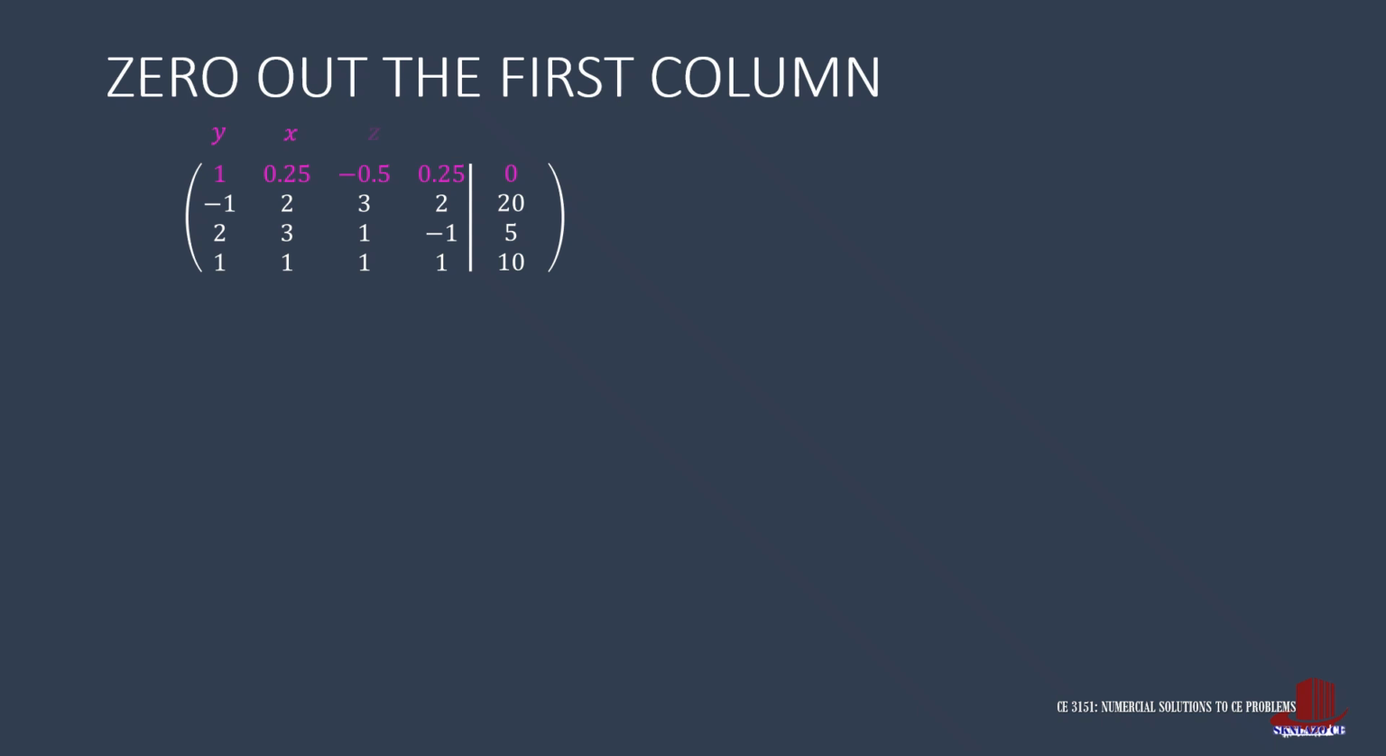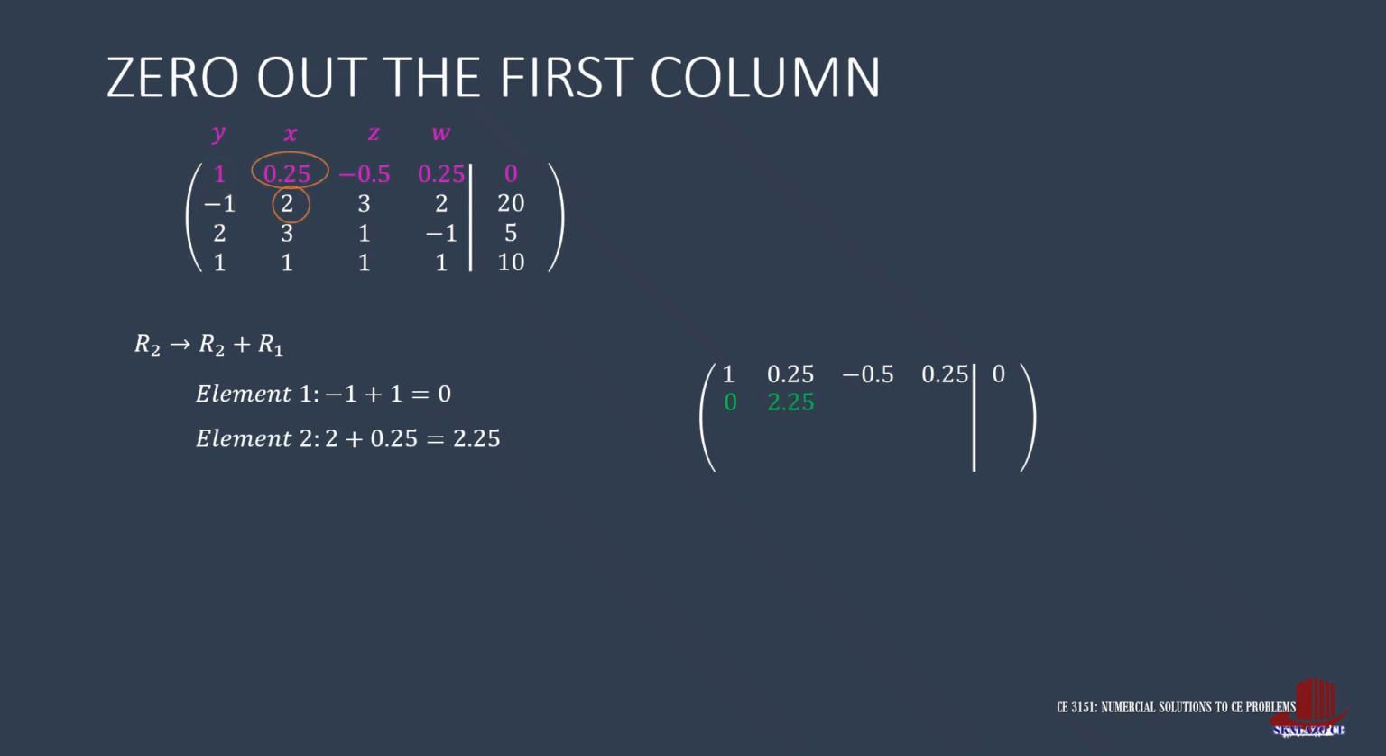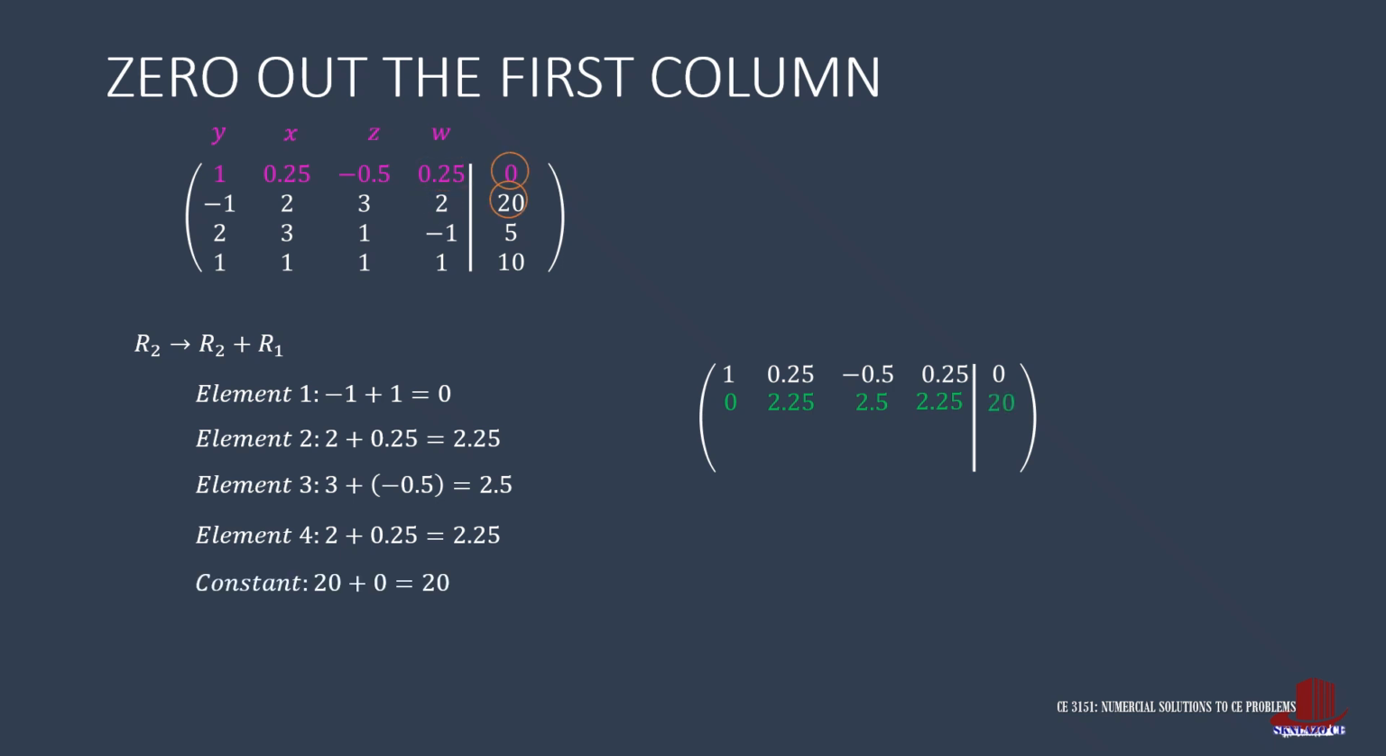The pivot element is then used to zero out the elements below the pivot row. So, for the second row, we zero out negative 1, and that is by using the operation row 2 plus row 1, where the first element then becomes negative 1 plus 1, giving 0. The next is 2 plus 0.25, making 2.25. Then 3 plus negative 0.5, resulting to 2.5, followed by 2 plus 0.25, which is 2.25. Then the last element is 20 plus 0, which is still 20.